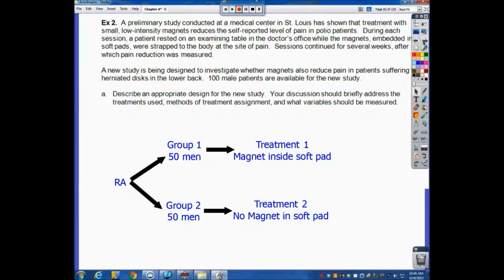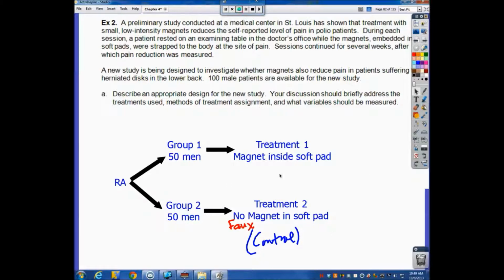We still want them to believe that they're getting a treatment. Okay, so I have no magnet in soft pad, or we could put maybe faux magnet in soft pad, put a stone, something that makes them believe they're still getting some sort of treatment here. Okay, so this is essentially treatment 2, my control group.